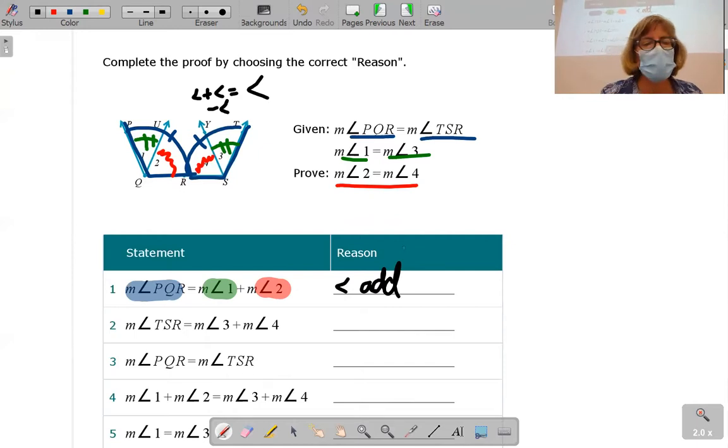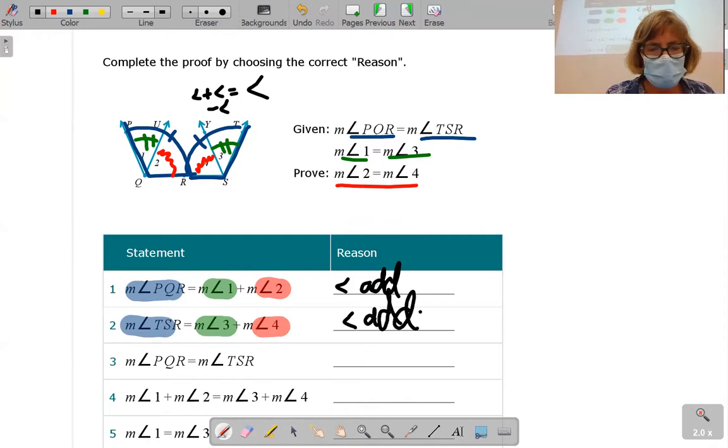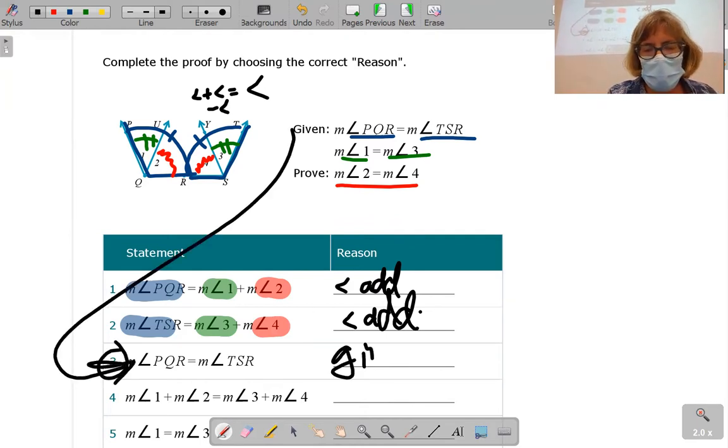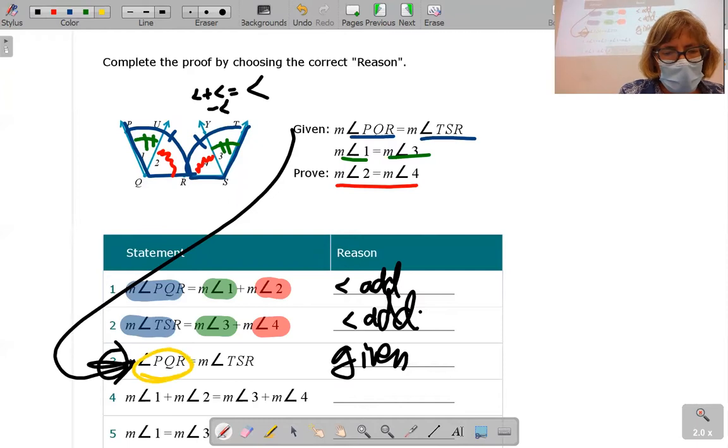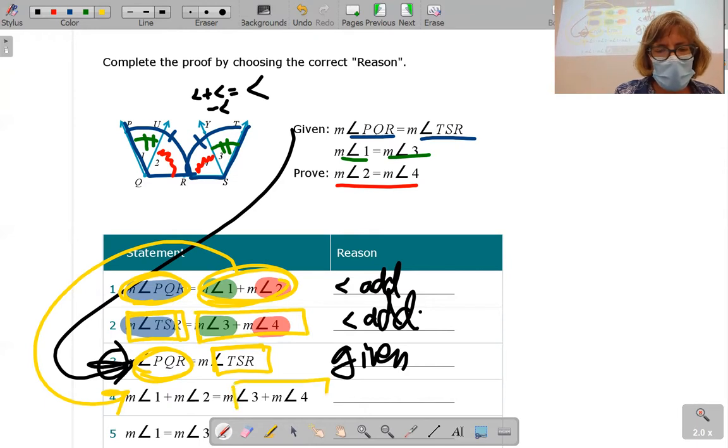So there's a drop-down menu there. This one as well, the blue angle equals the green angle and the red angle. And that's also called angle addition. Why is this true? If you look very carefully, it is given. Now watch what happens here. PQR, come up here. We're going to swap out PQR and we're going to put in 1 and 2. TSR, I'm boxing it. We're going to swap out TSR and put in 3 and 4. That's called substitution.